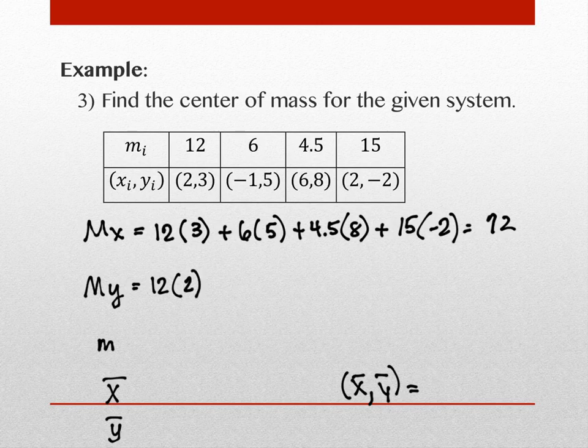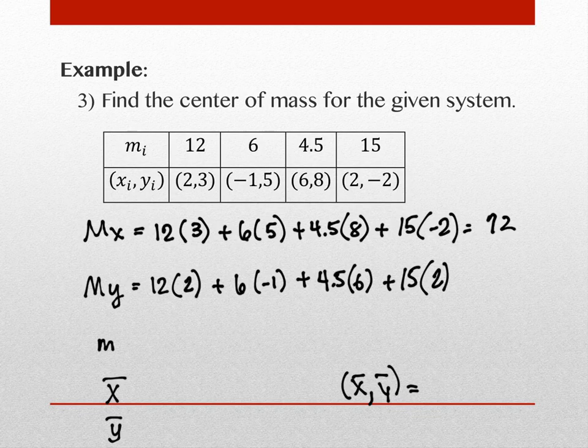Okay, we're going to do the same thing now with the x values for m sub y. So I have 12 times 2. I have 6 times negative 1. I have 4.5 times 6. And then I have 15 times 2. It's going to be really close to 72, but it's not 72. 75 is it. Good job, Piers.